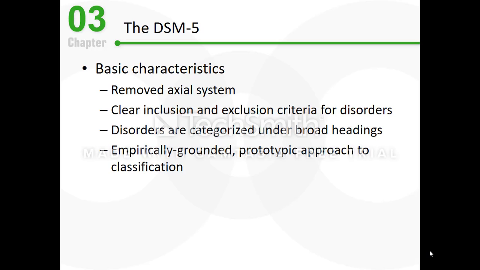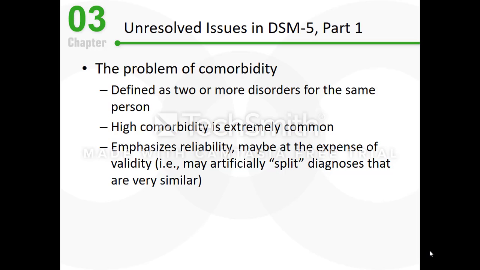So what did DSM-5 do? It removed the axial system. It gave very clear inclusion-exclusion criteria for disorders. Disorders are categorized under very broad headings, and it's very much an empirically prototypic approach to classification.